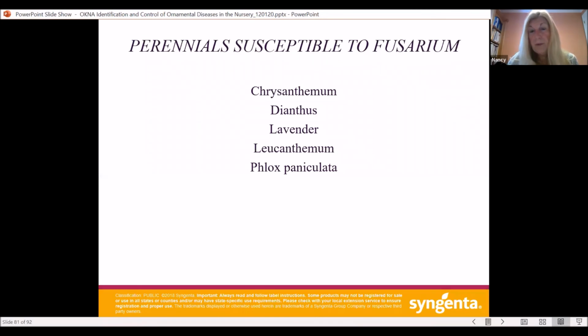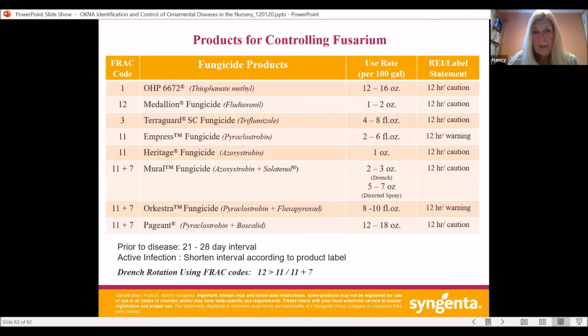Some of the perennials that are prone to fusarium are listed here, so just keep an eye out for those. And again, for protecting against fusarium, Medallion is a great drench for protecting. The TerraGuard will penetrate into that root, so it provides some systemic control. You've got the 7-11 groups here, also providing some good control.